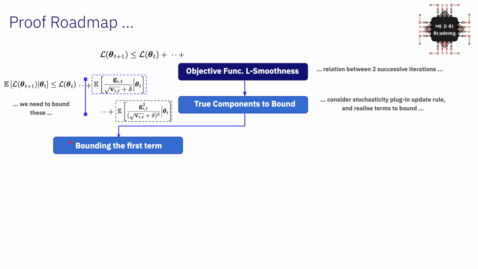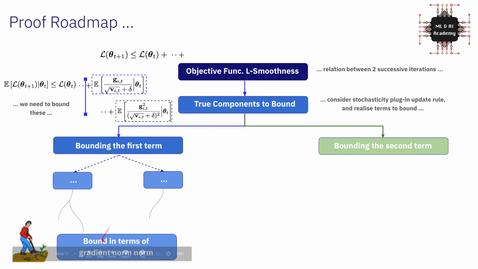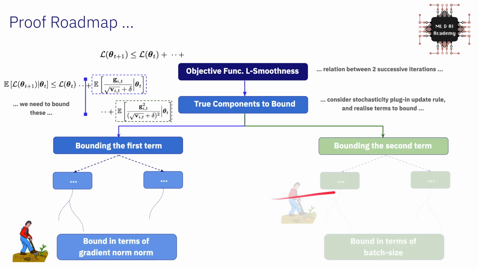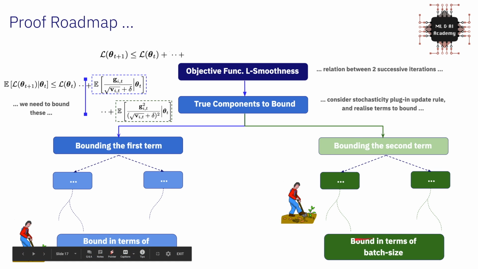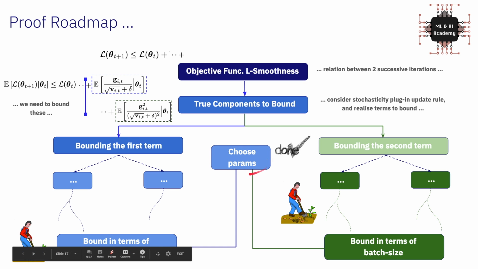That's why in the first chunk of the slides, we will do the bound for the first term, and we will then do the bound for the second term. We will continue bounding the first term until we get a bound in terms of the norm of the gradient. Then we will do that for the second term, where we will get a bound in terms of the batch size. After that, we replace these back in the original bound and start choosing some parameters which will allow me to complete my proof. So this is the overall roadmap.